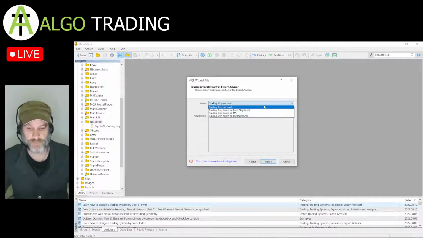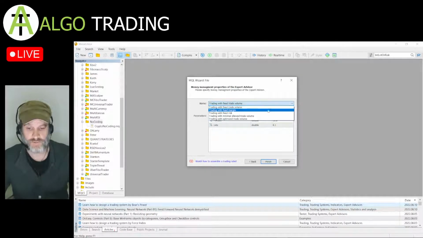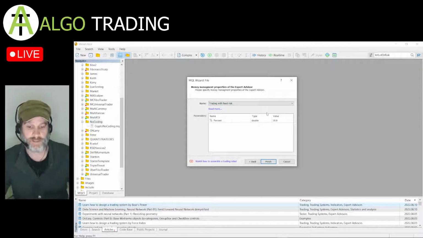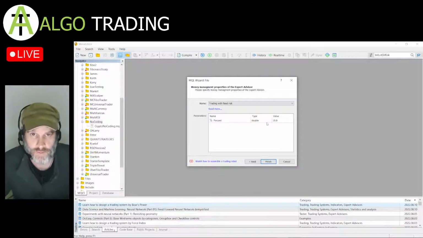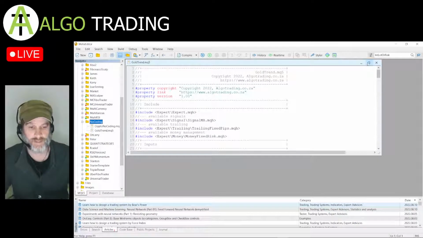We're going to put in a trailing stop at fixed stop levels. Next, trading with fixed risks. I prefer fixed risks. You could put in a lot size if you like, but I prefer fixed risks because that way you can just leave the algo. The higher your account grows, the larger your lot size is, so you don't have to worry about going in and editing the lot size. You can just set it at 1 or 2% and leave it. That is it. We have written an algo.